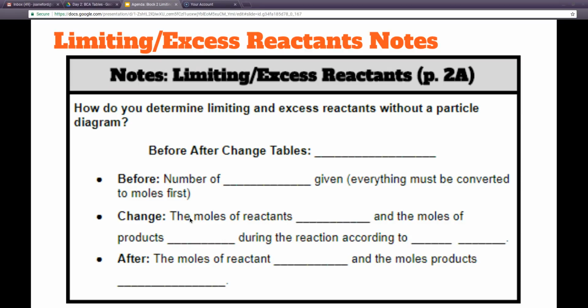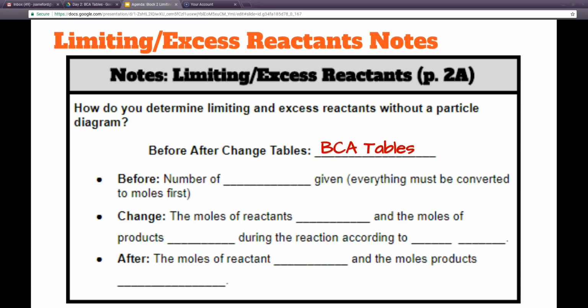So we just saw how we could use particle models or particle diagrams to figure out limiting and excess reactants based on how many leftovers we had and which one did or didn't have leftovers. But what if you don't have a particle diagram? What if you don't have a particle model? What can you do? We're going to learn about a new model called a before-after change table.